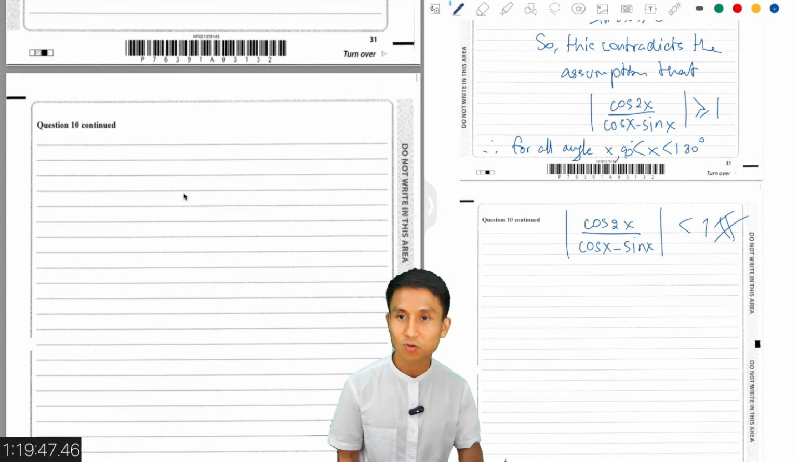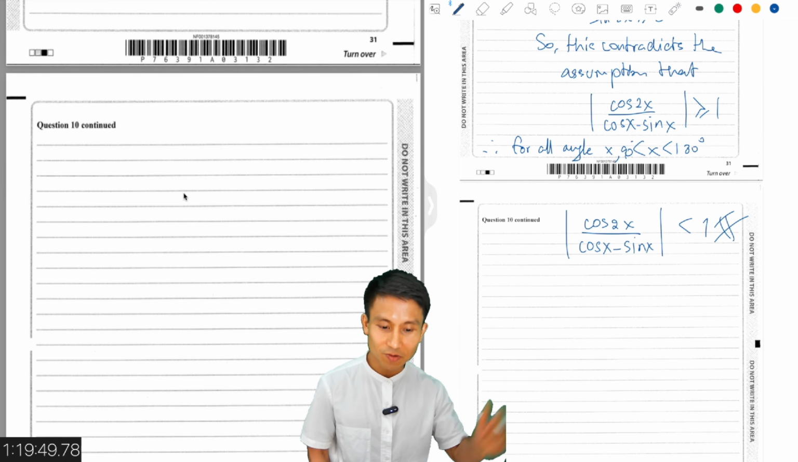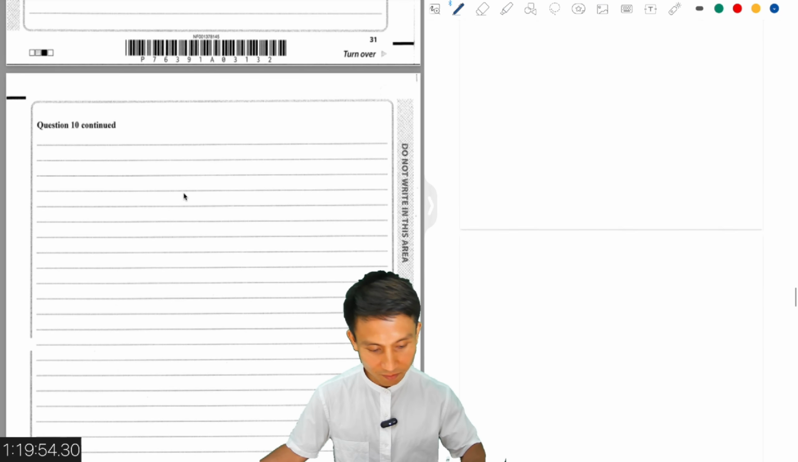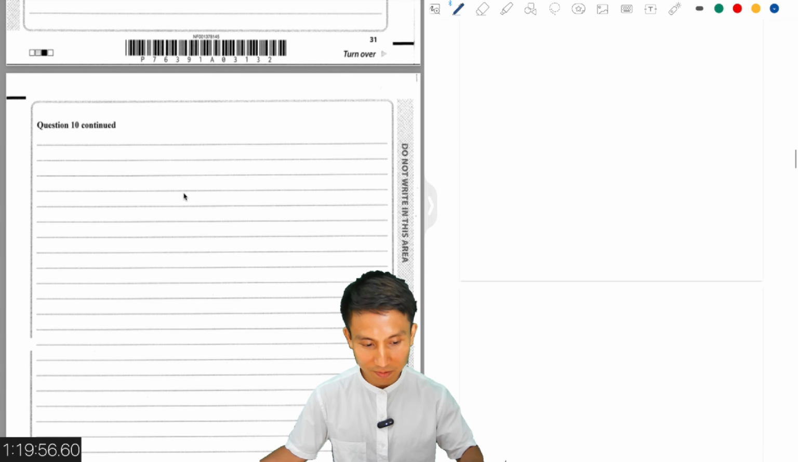And that is the last question, guys. Now, because I still have time, I'm just going to take the liberty of maybe double checking everything. This is a good paper. This is a good paper.